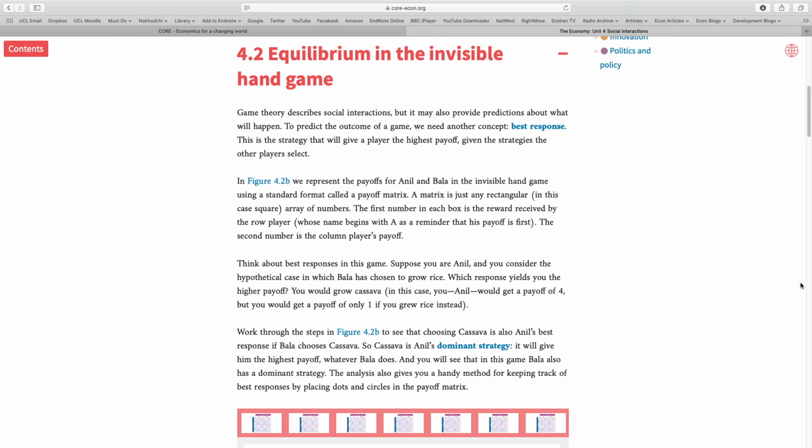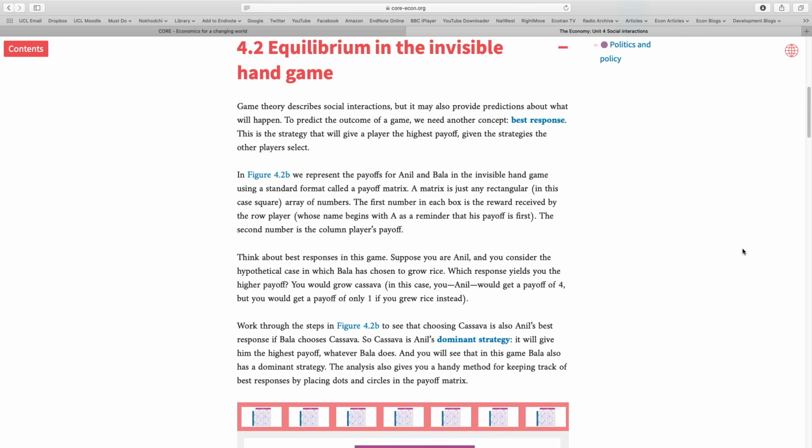4.2 Equilibrium in the Invisible Hand game. In this section, I would like to talk to you about a very easy method that you can use to find equilibrium in simultaneous games. And that method is called the best response method. Now let's scroll down.